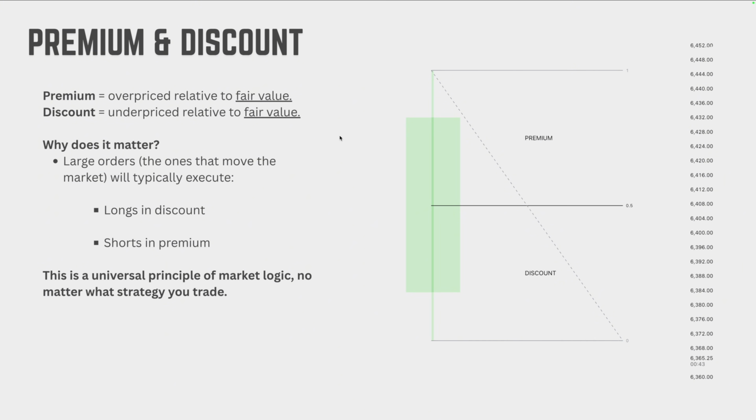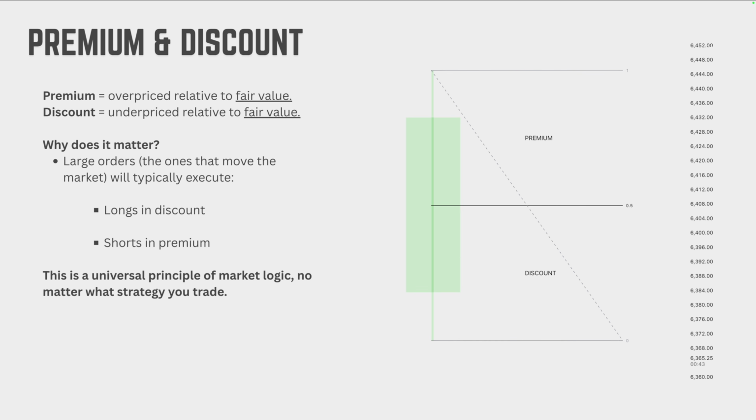As we know, the premium and discount is defined like this. Premium is what we call overpriced relative to fair value. Discount is underpriced relative to fair value. And on the right here, we can see a representation of how most traders determine premium and discount. It's an oversimplification, but we've got the candle, a range, and then the upper 50% is considered premium to most traders, and the lower 50% is considered discount.